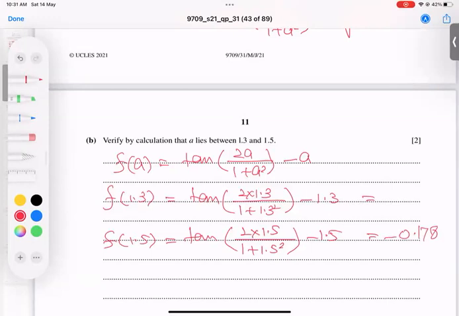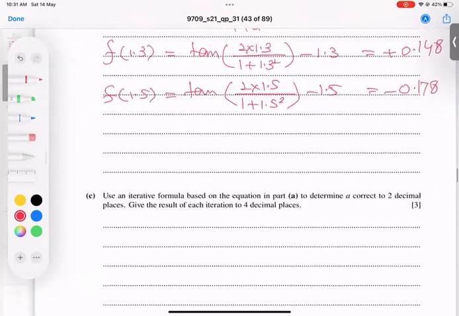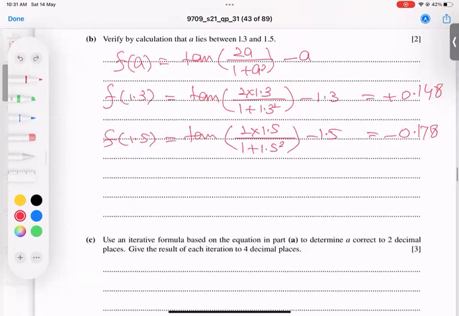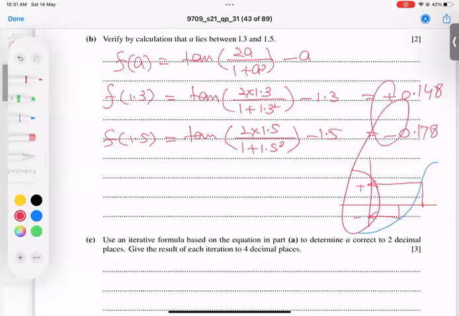Now I'm replacing every 1.5 by 1.3 for the above part. And the answer I'm getting here is positive 0.148. As the sign changes, for example, I'll give you an idea. This is the x-axis, y-axis. Let's say the curve comes here. If the answer is positive at this point, and just before this the answer is negative, one positive, one negative, as the sign changes, it means the curve is 100% intersecting the x-axis. It has a root.